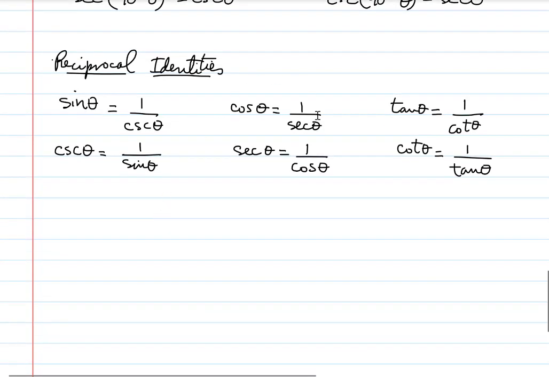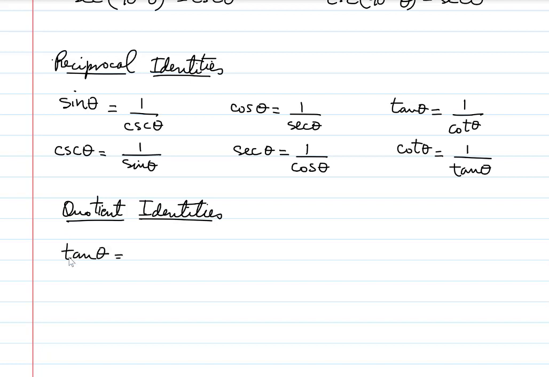The other identities that we're going to get are the quotient identities. Okay, and these are pretty straightforward, guys. There's only two here. We have the tangent of theta is equal to sine theta over cosine theta. So tangent is sine over cosine. And guess what? From these reciprocals here, tangent is reciprocal of cotangent and vice versa. So if tangent is sine over cosine, cotangent is going to be that flipped, cosine over sine. There it is. So we have the quotient identities.